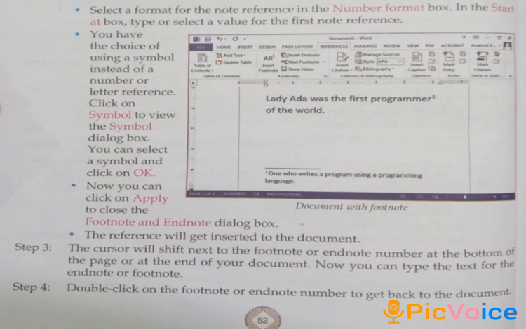Page number 52. Select a format for the note reference in the Number format box. In the Start At box, type or select a value for the first note reference. You have the choice of using a symbol instead of a number or letter reference.